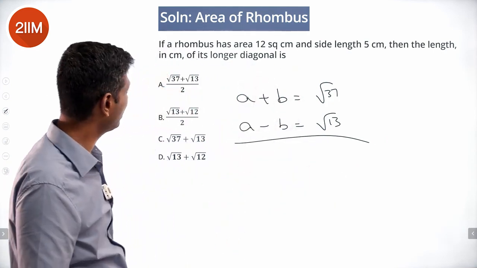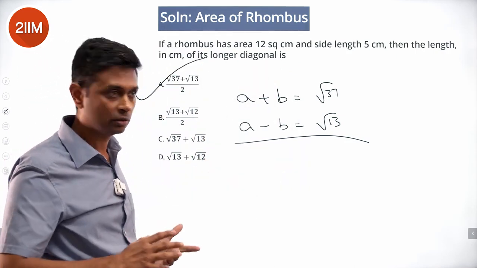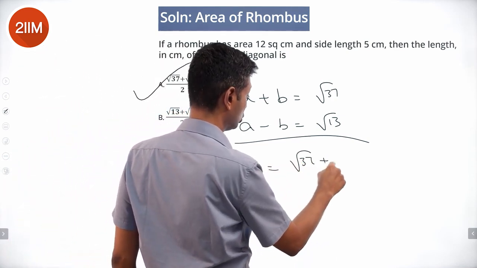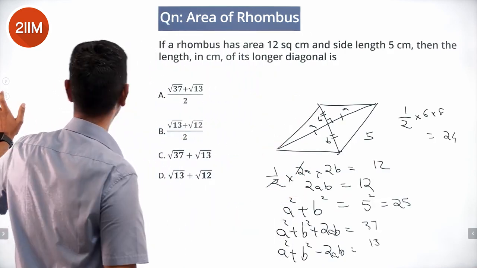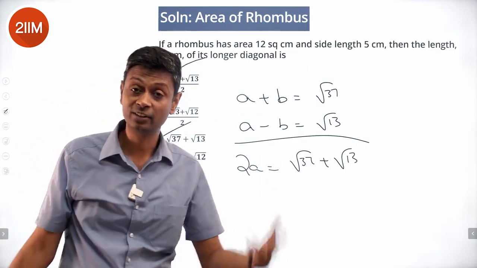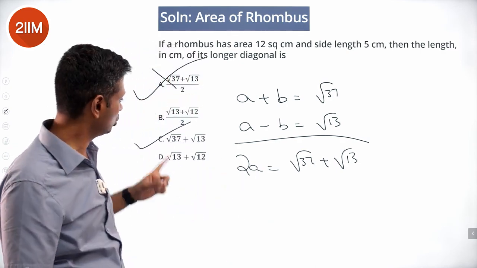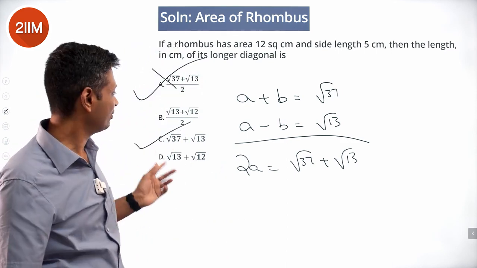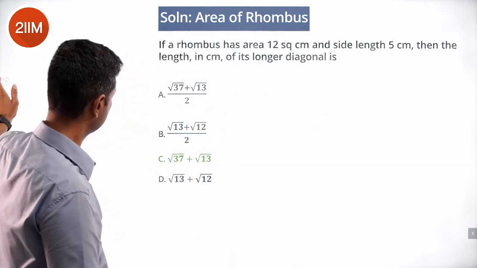We want to find the longer diagonal, root 37 plus root 13 by 2. Wait a second, 2A is root 37 plus root 13. Remember, A is half the diagonal. The answer is not this, it is this. 2A is the length of the diagonal, not A. We assumed A, B to be half the diagonals. So the longer diagonal is root 37 plus root 13. Shorter diagonal is root 37 minus root 13. Half into product of the diagonals will be 12. That works. So the answer is root 37 plus root 13.